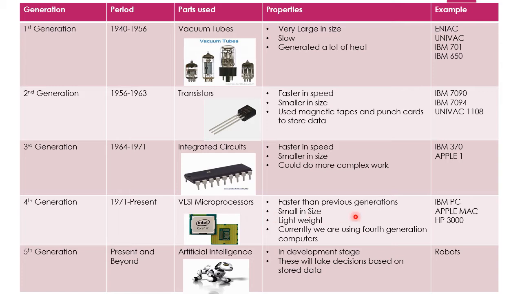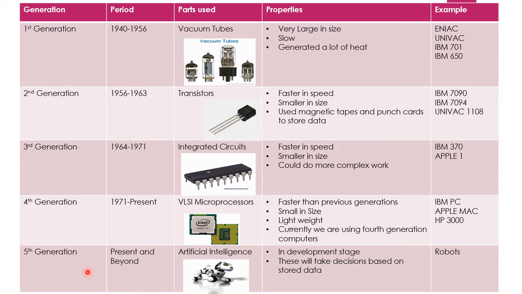These are faster than previous generation, obviously. They are smaller in size. They are lightweight, so they are portable. You can move them from one place to another easily. We are currently using fourth generation computers. IBM PC, Apple Mac, HP 3000 series are some examples of fourth generation computers.